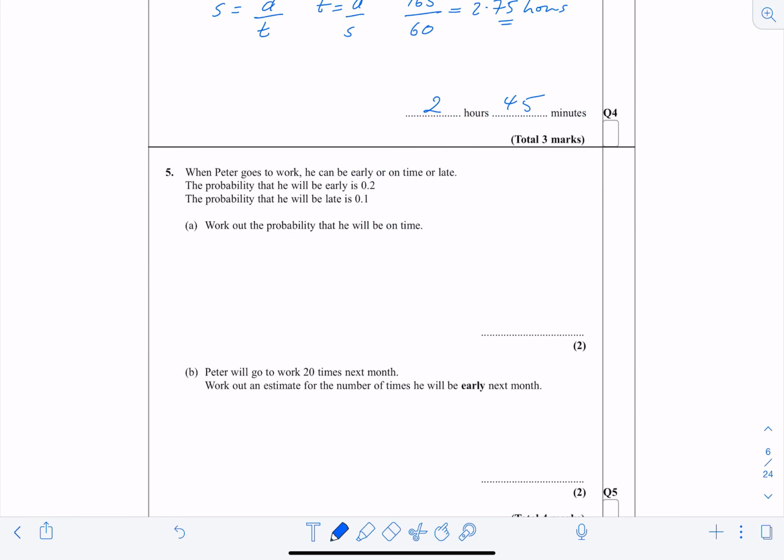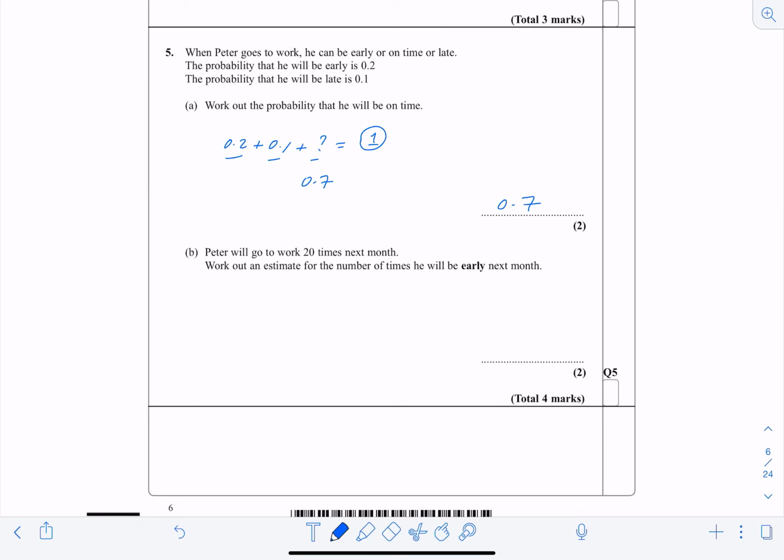When Peter goes to work, he can be early or on time or late. The probability that he is early is 0.1. The probability that he is late is 0.1. What's the probability he'll be on time? Okay, well, I know that 0.1 plus 0.1 plus something equals 1. 1 represents 100%. Okay, so you can only be that or that or that. You can either be early or late or on time. Yeah, that's right. So I know that that must be 0.8.